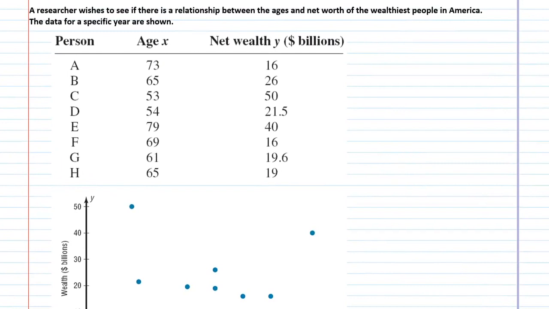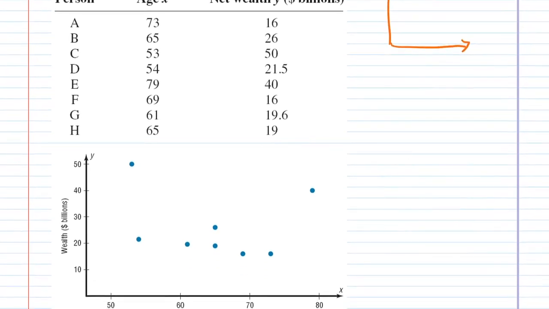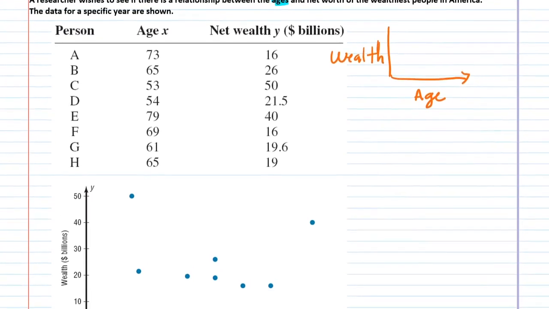A researcher wanted to see if there is a relationship between age, it should be age, not ages, and net worth for the wealthiest people in America. So would you expect the relationship to be linear? Meaning, let me show you the scatter plot here. The older people are, age, wealth on this side. The older people get, the more wealth they have, so that's one type of linear relationship.